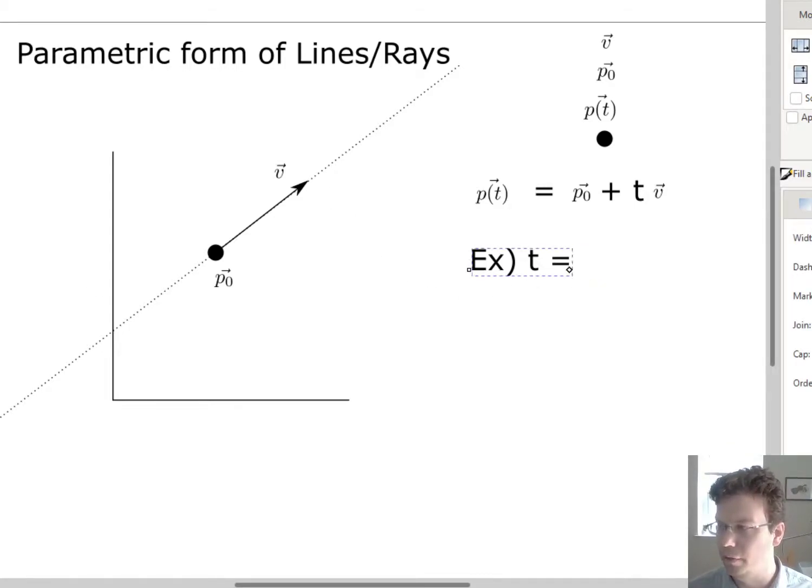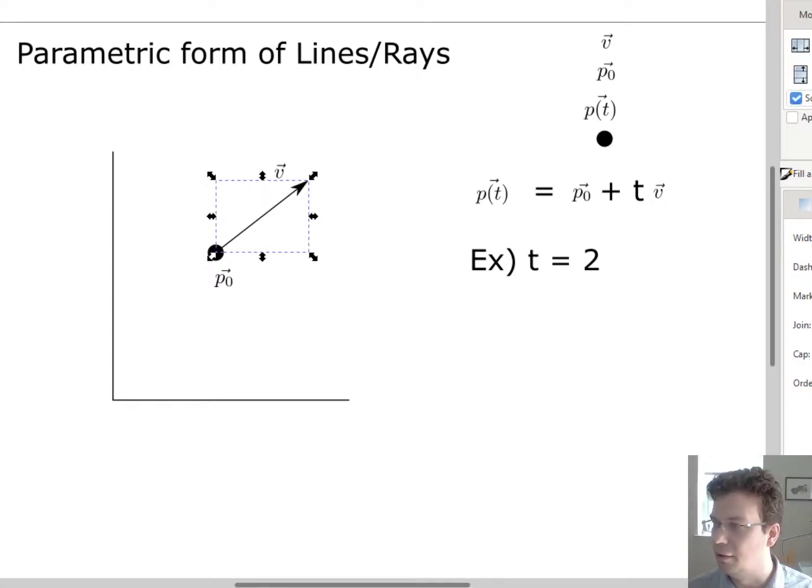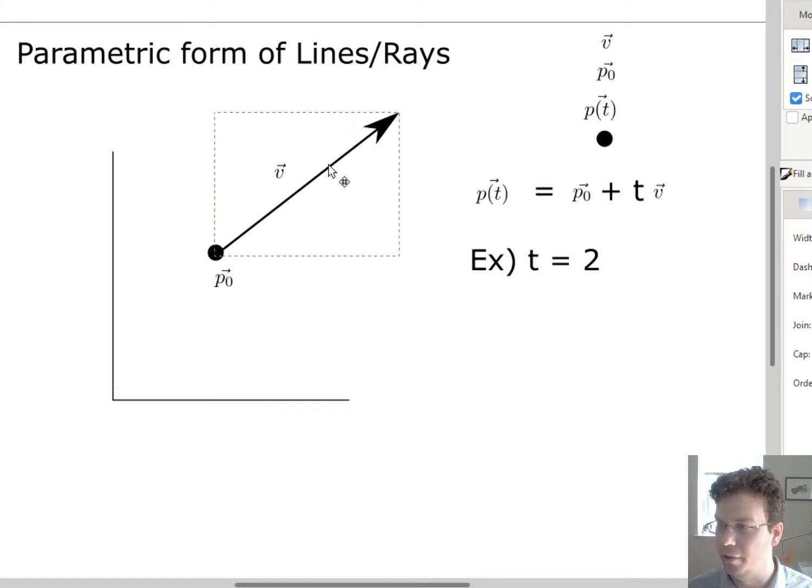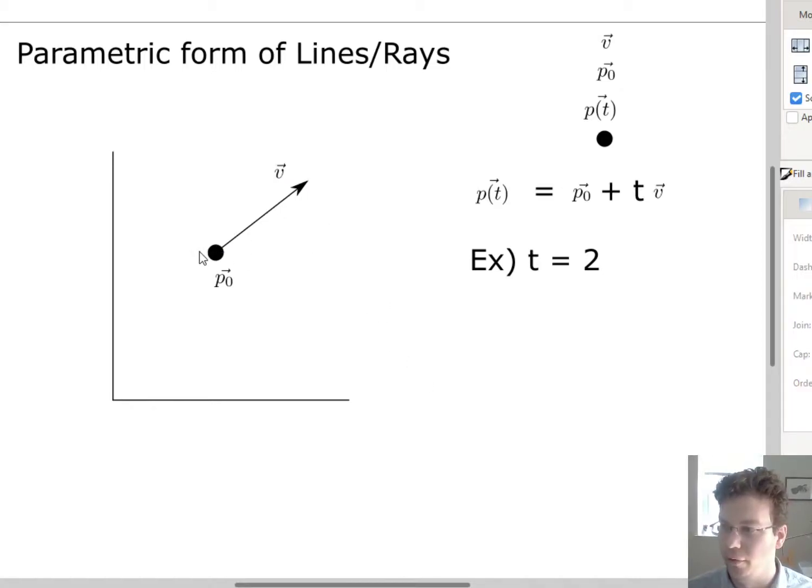I can say, well, what if T is equal to 2? Okay, well, in that case, I'm going to end up at twice this vector. So if I do that, then that's like saying, okay, start at P0 here and now walk even further. So that's T is equal to 2. Or alternatively, you could see it as, let me put on one factor of V and then another one. So V plus V is 2V. And then the point that I end up with is at the tip here.